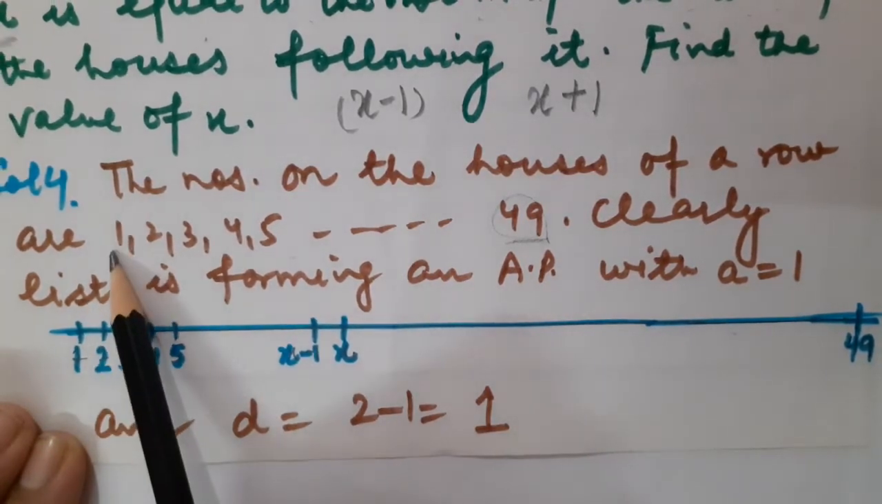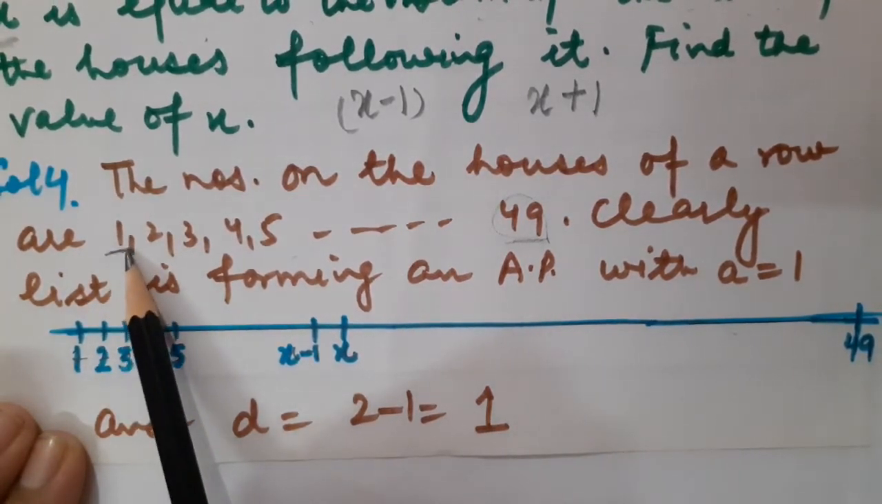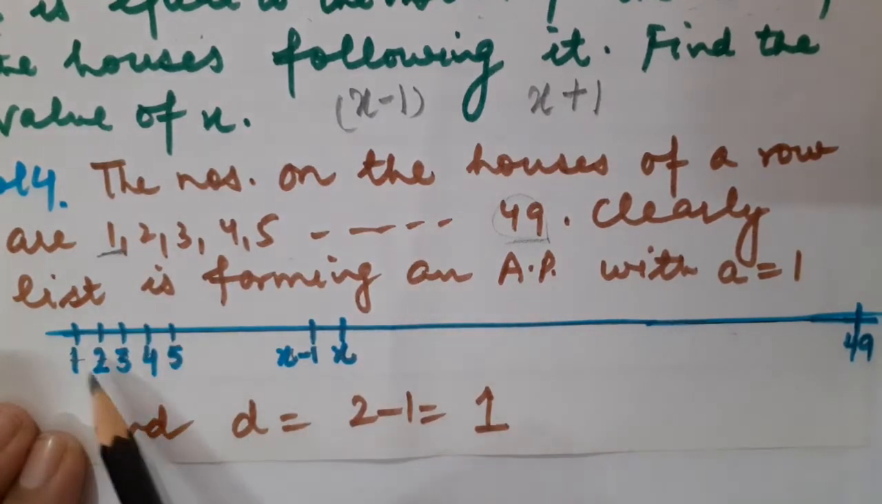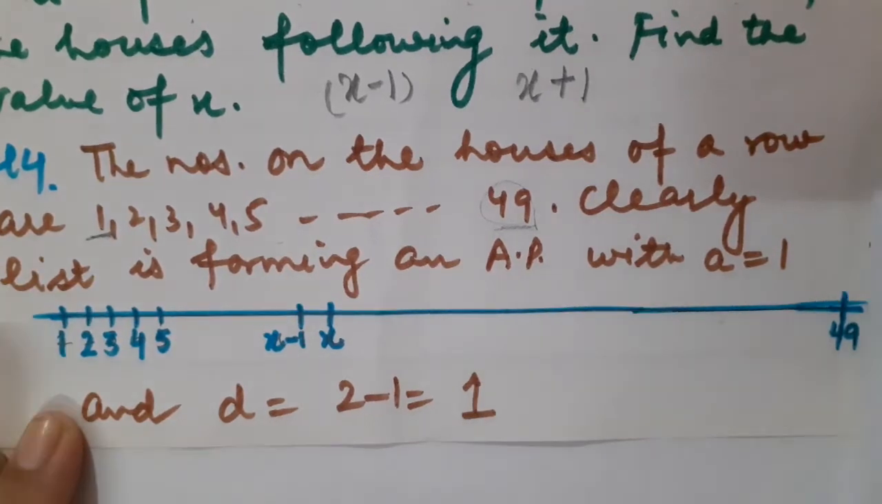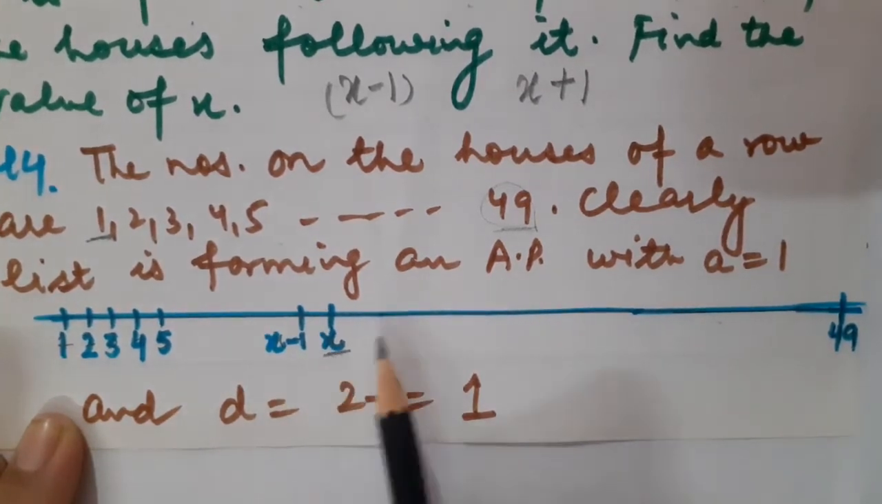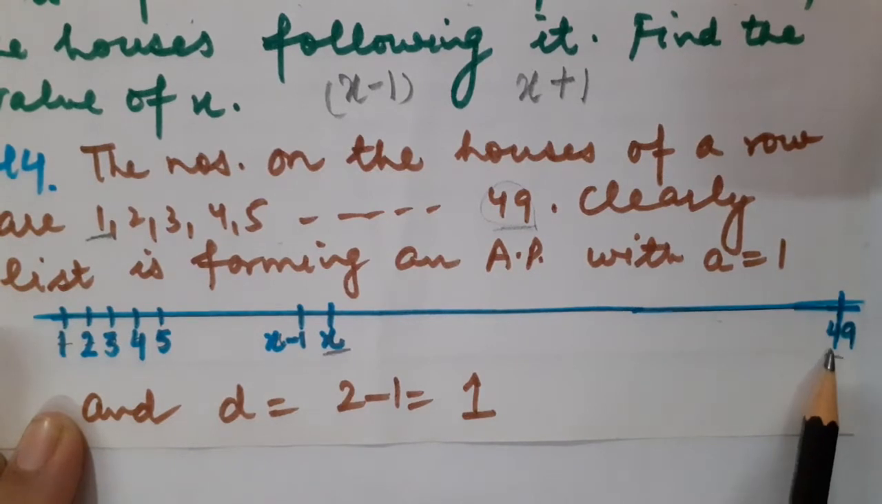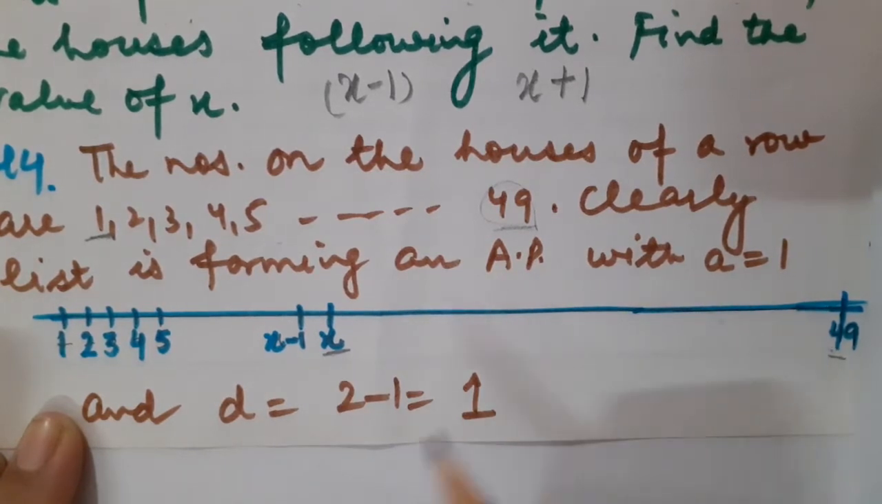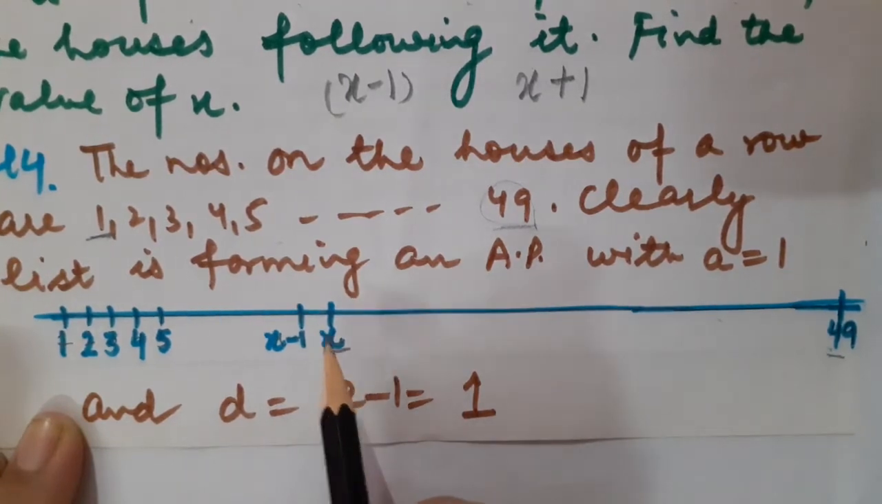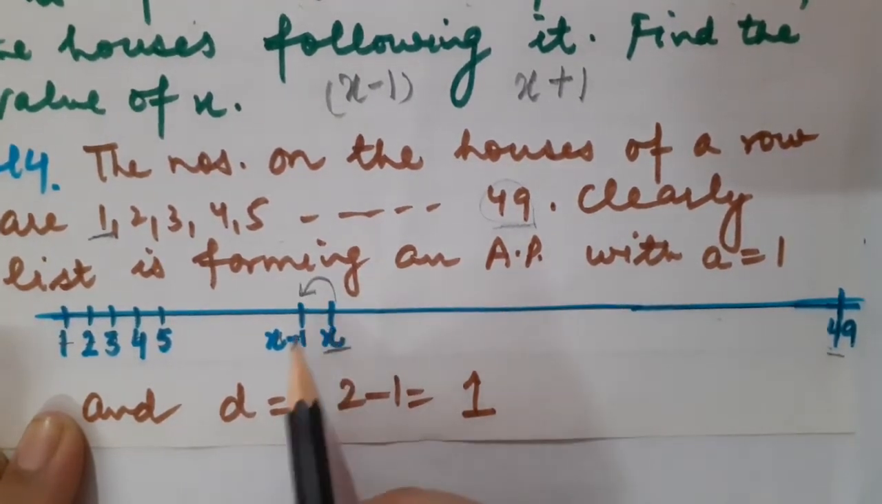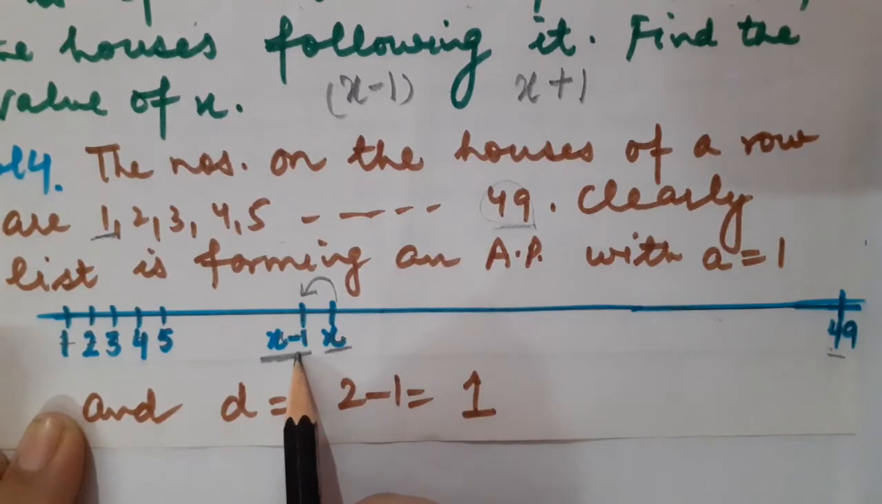And children, can you let me know what is the very first term? Yes, this is also 1. Correct. Now please look at this diagram. This is a straight line which I have formed. Here you can see the counting written as 1, 2, 3, 4, 5 and so on. Then there is one house number x, and of course the last house number is 49. Correct, children? Then, as it is said in the question, we have to look for the house number preceding x. So that would definitely be x minus 1.